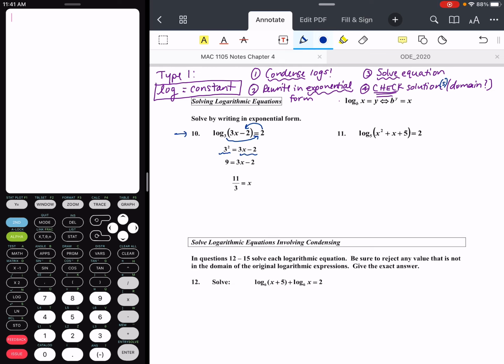All right, so for number 10, log base 3 of 3x minus 2 equals 2. We can't condense that because it's already one single log. So now we'll rewrite in exponential form. So base 3 raised to the power 2, so there's 3 squared, equals 3x minus 2. And then 3 squared, of course, is 9, equals 3x minus 2. And then we're just solving from there. We're adding 2 to both sides to get our 11 equals 3x. Divide both sides by 3. We get x equals 11 thirds. Super. Now our final step is we need to check.